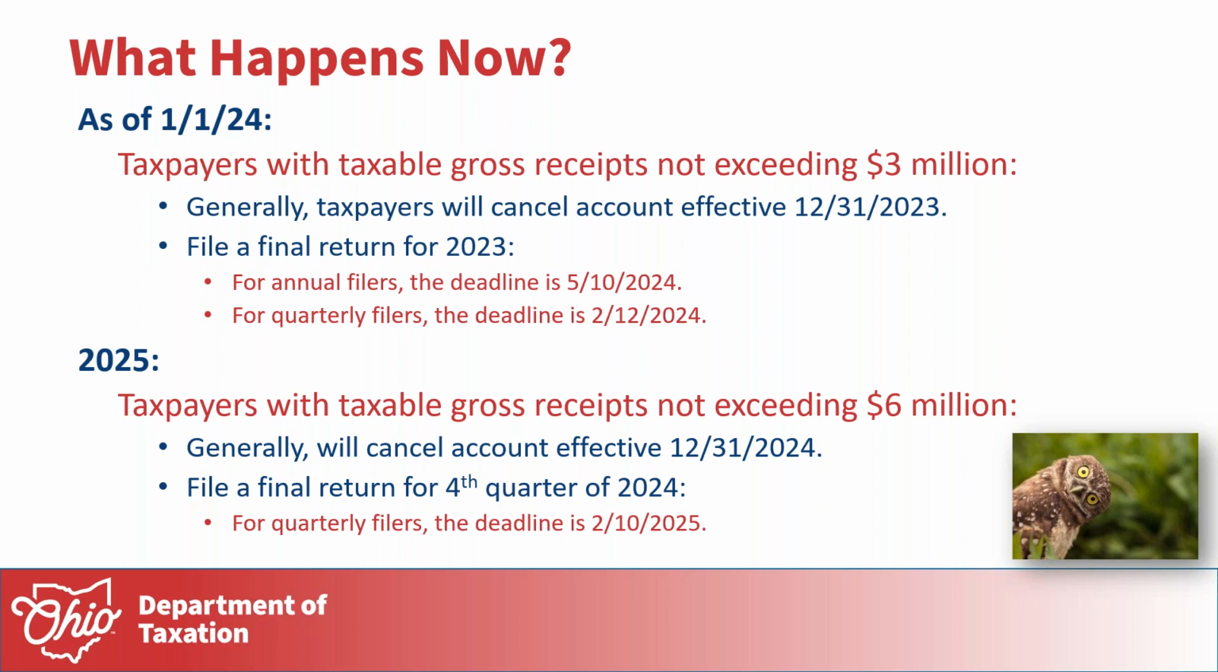For the future, for 2025, taxpayers with taxable gross receipts not exceeding the $6 million generally will cancel their account with an effective date of 12/31/2024. And then again, you'll still need to file the final return for the 2024 quarter 4 return, which is due February 10th of 2025.